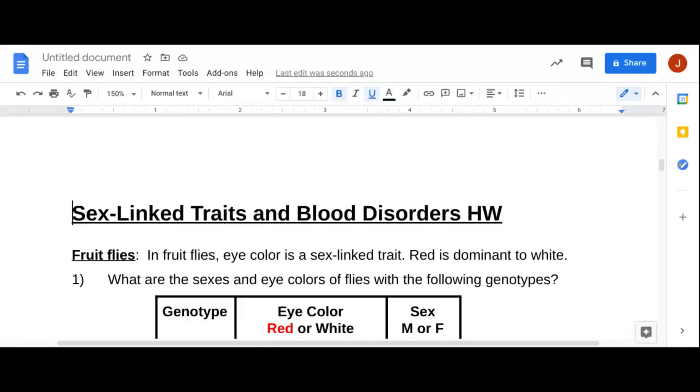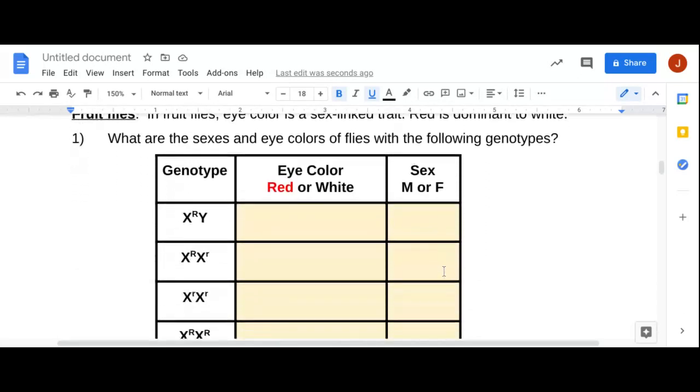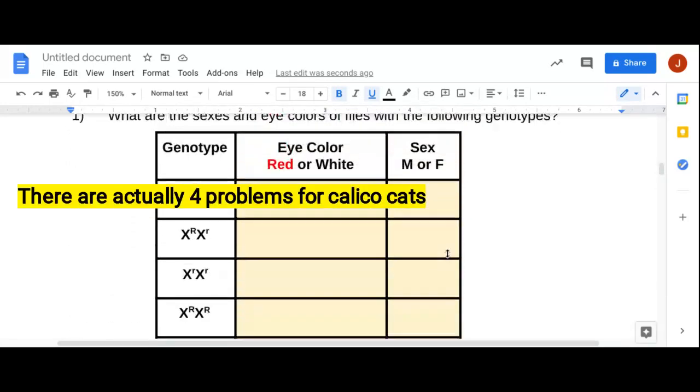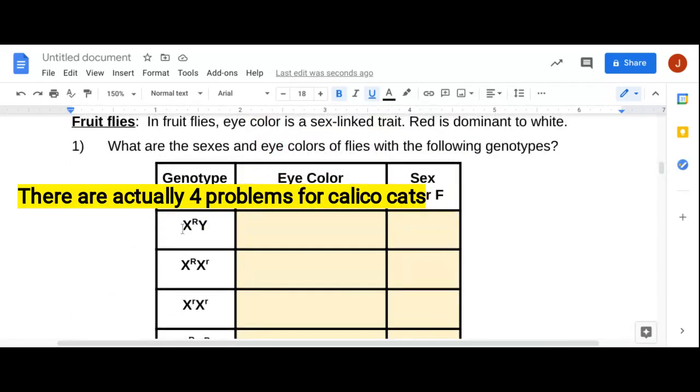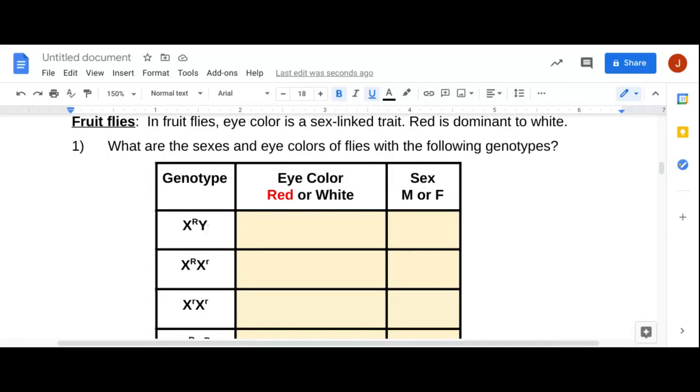I'm going to go over the sex-linked traits homework. That shouldn't say blood disorders. I didn't put it in there. Okay, sex-linked traits homework. Fruit flies and then some calico cats. So I have 3 problems for fruit flies and 3 problems for calico cats. And then there are a couple questions at the beginning about the genotypes. It is hard to type superscripts. So one of the things I want you to do is copy and paste things.